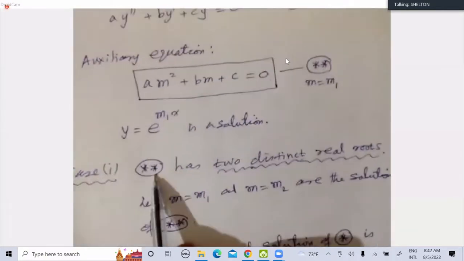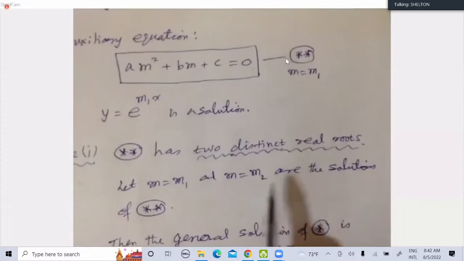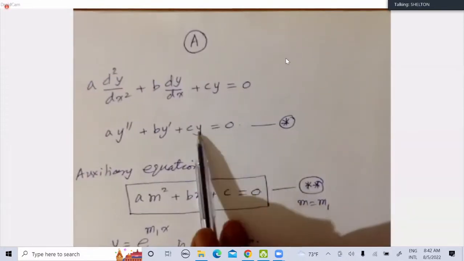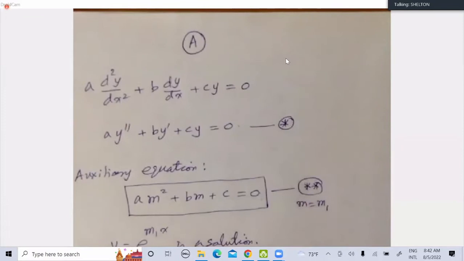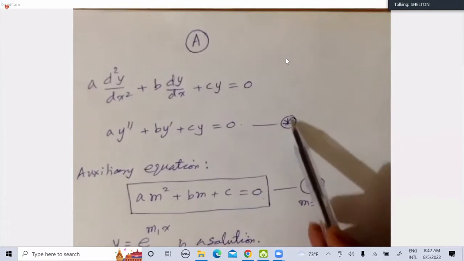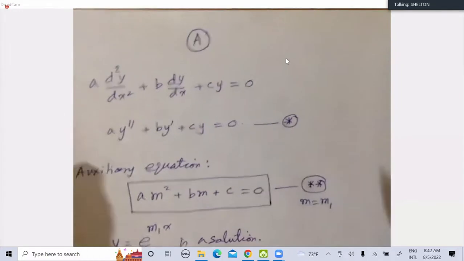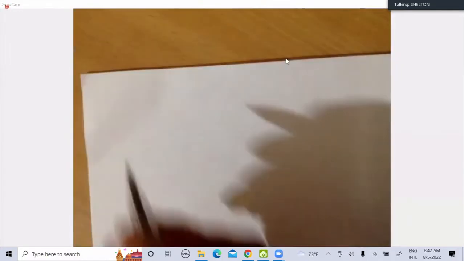Now we go to the second case. What is the second case? What is the first case? The first case we considered, case 1, was that the auxiliary equation, double star, has two distinct real roots. Double star is the auxiliary equation. The given equation I labeled as star. In the theory part, I said this is 1 and this is 2, it doesn't matter. Now we shall go to case 2.